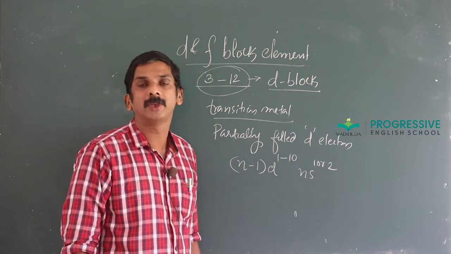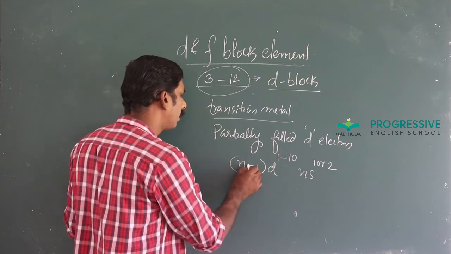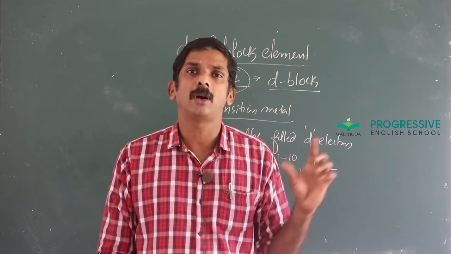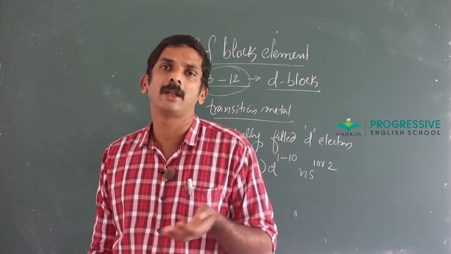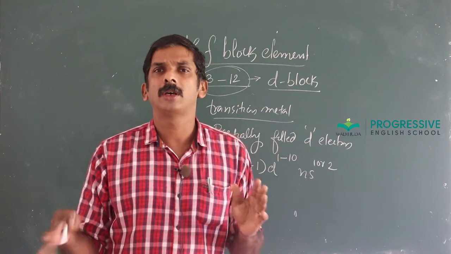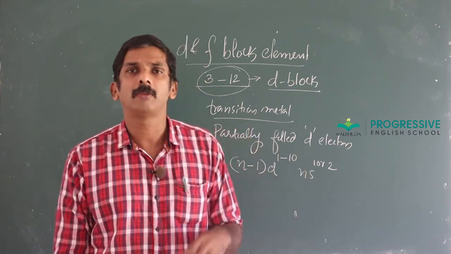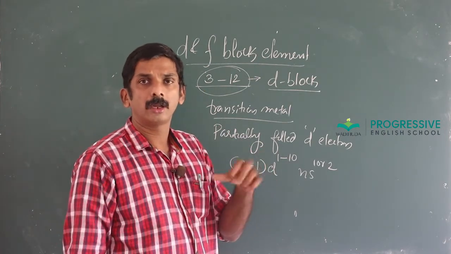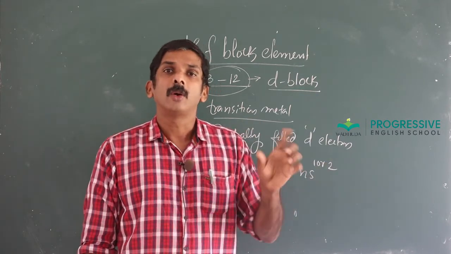Chromium and copper exhibit this exceptional configuration. Here I send a note of this lesson in your class group. You just go through it and you can copy notes from that. You can exclude the portions such as potassium dichromate, etc. Concentrate on the properties. You can copy the class note from the note already sent to you.